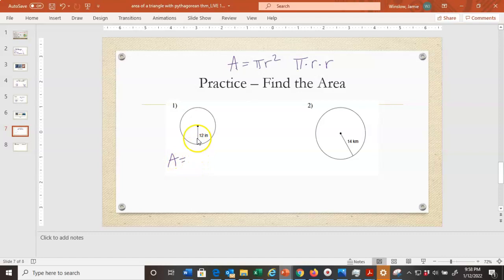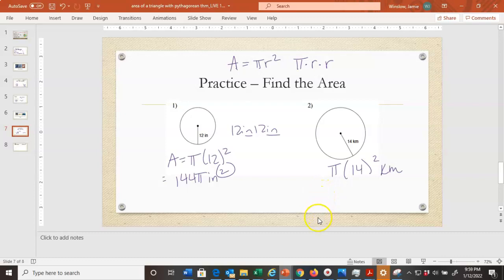Here they tell us the radius is 12. These are the same circles, but I just wanted you to see how to find the area. Pi times 12 squared. So 144 pi inches squared. Remember, area is always in units squared because you're taking 12 inches times 12 inches, right? And inches times inches gets you inches squared. And here we're going to have pi times 14 squared.